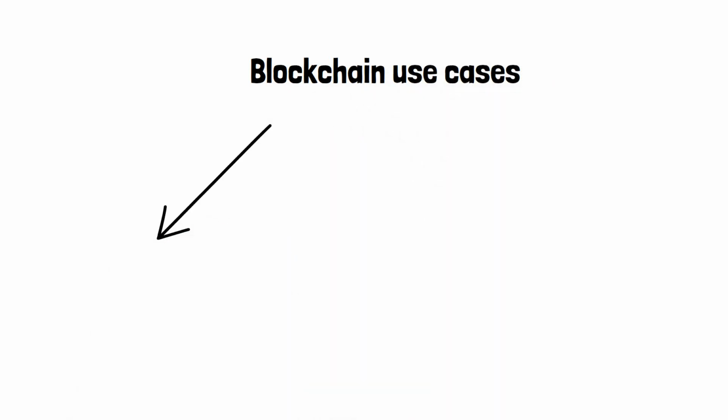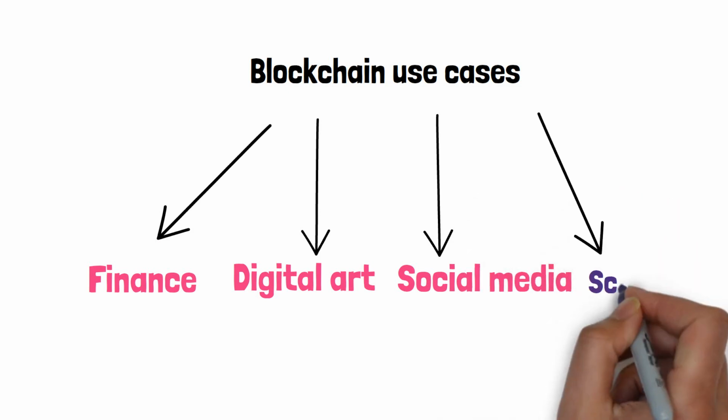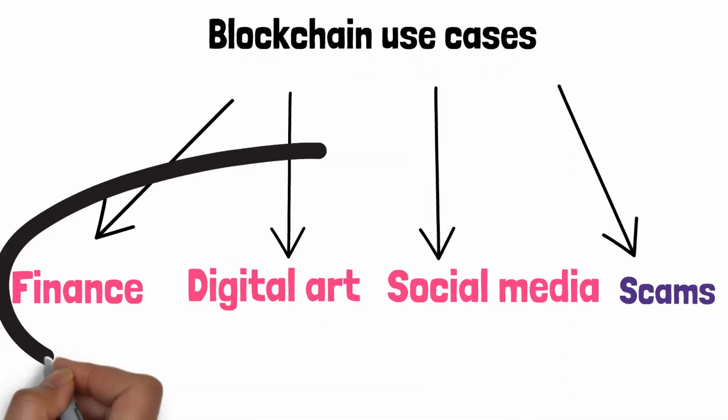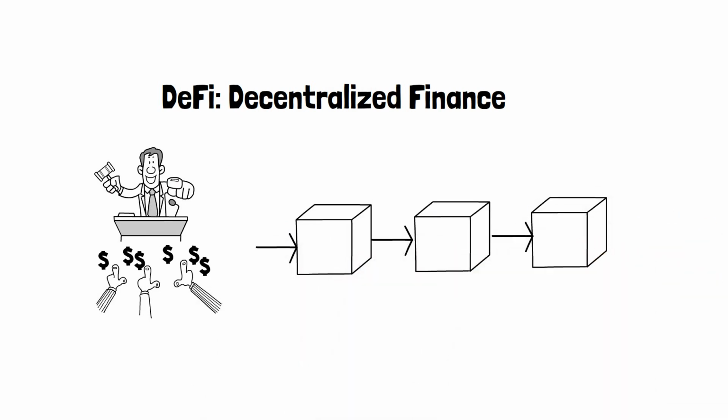Next, let's talk about the use cases of blockchain technology. Finance, digital art, social media, and scams. But let's stay focused on the legit use cases. And we're gonna start with finance. DeFi means decentralized finance. It's finance reinvented on the blockchain. This is the biggest use case of blockchain.